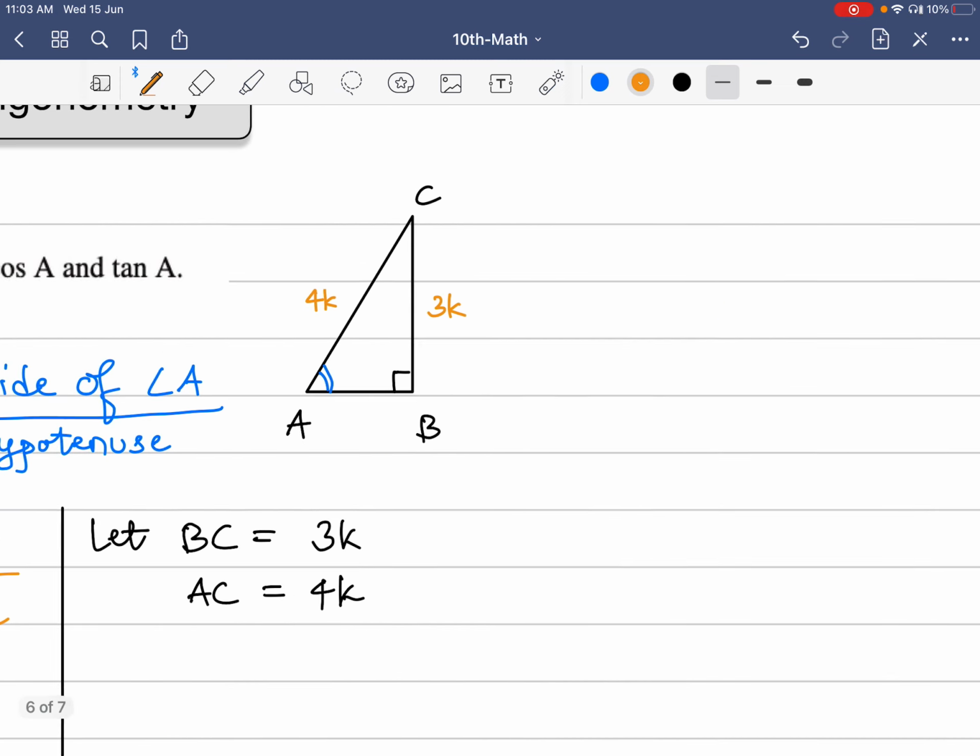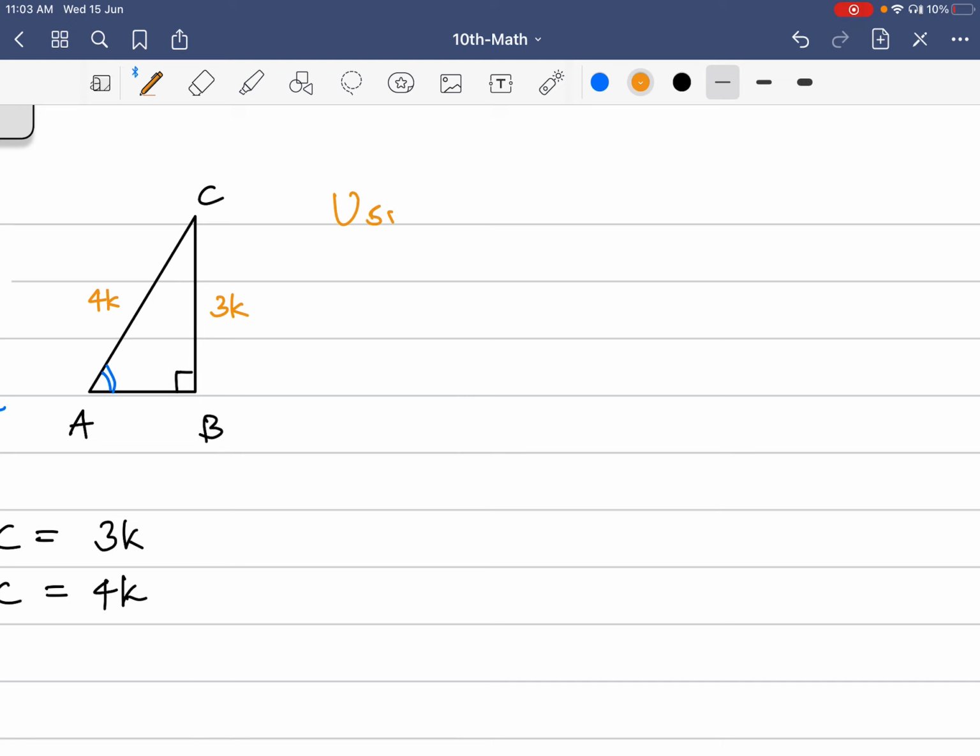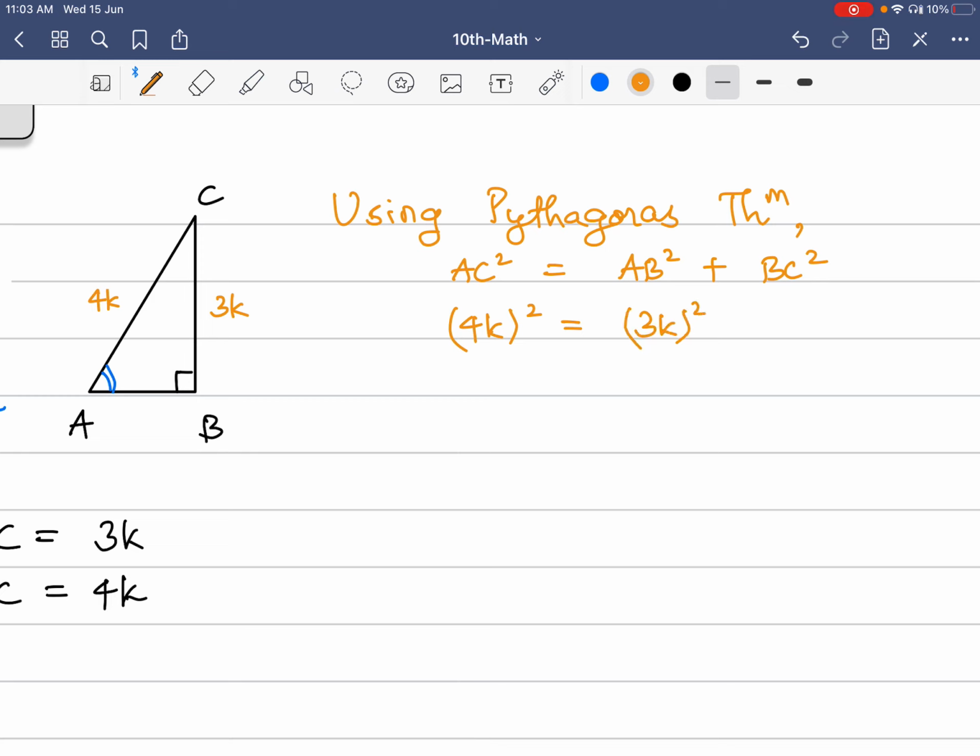Now using the Pythagoras theorem, we are going to find the value of AB. We have AC square is equal to AB square plus BC square. AC is equal to 4k the whole square, and that is equal to AB is given as 3k the whole square plus BC square. Therefore I'm going to rearrange. BC square is equal to 4k the whole square minus 3k the whole square, that is 16k square minus 9k square, and 16 minus 9 is 7k square.